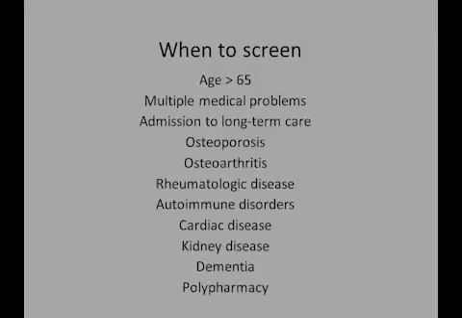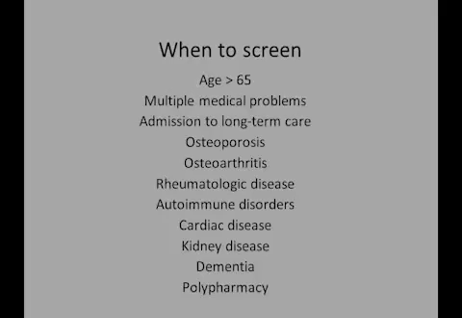So when should you think about screening for frailty? I think you probably should have several of these before you screen. Age greater than 65, multiple chronic medical problems, an admission to a long-term care facility, osteoporosis, osteoarthritis, rheumatologic disorders and autoimmune disorders because of the inflammatory nature of those, chronic kidney disease, chronic cardiac disease, dementia, and then polypharmacy. And polypharmacy can be a more difficult number to figure out. Some people would say 2 medications is polypharmacy, others would say 18. I think 5 would be a good place to start.